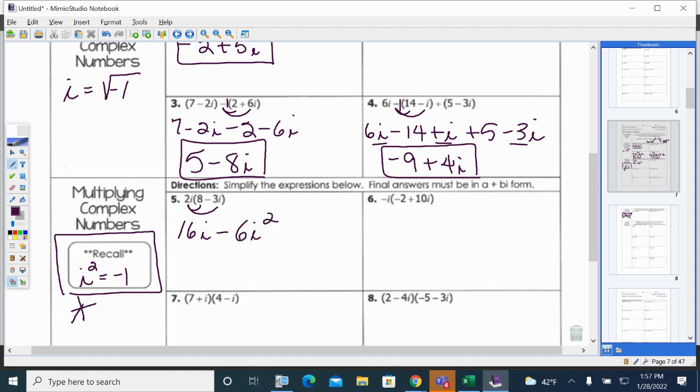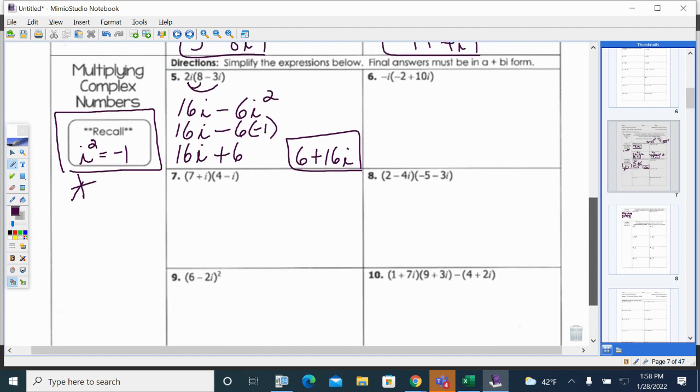And this is where this fact comes back. So the i squared is equal to -1. So this is 16i minus 6 times -1. Well, -6 times -1 is a positive 6. Now, that answer is in the wrong form. The real part must come first, and then your imaginary part is second. So the answer there is 6 plus 16i.